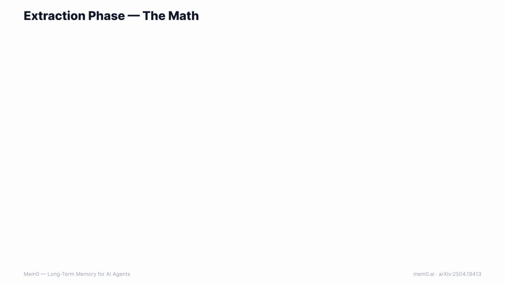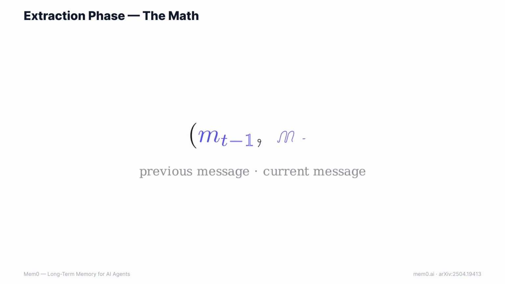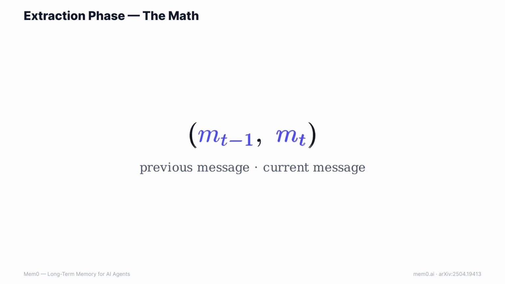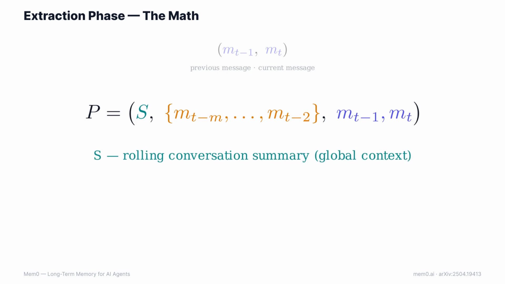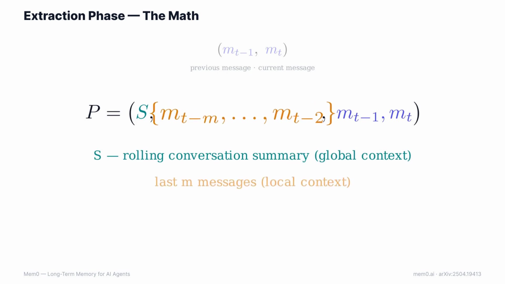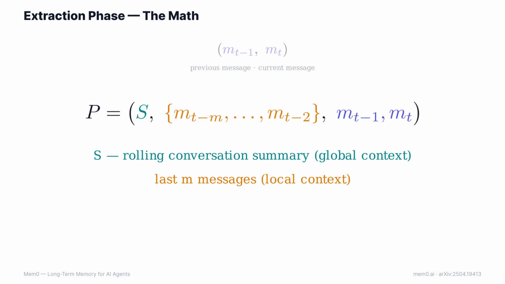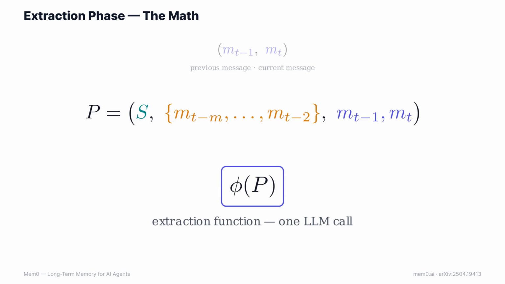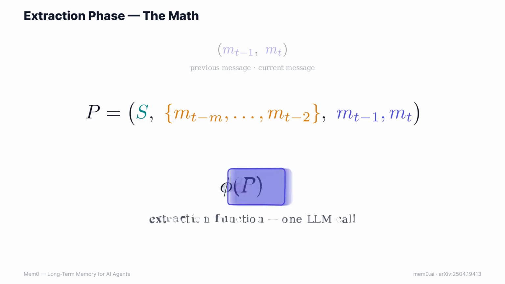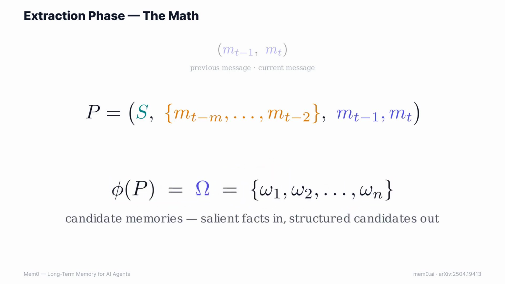Here is the extraction step from the paper. Each new exchange is a message pair, the previous message and the current one. Mem0 builds a prompt, P, from 3 ingredients: a rolling conversation summary, S, for global context, the last M messages for local context, and the new pair itself. An extraction function phi, implemented by the LLM, maps that prompt to a set of candidate memories, omega 1 through omega n. Salient facts in, structured candidates out.